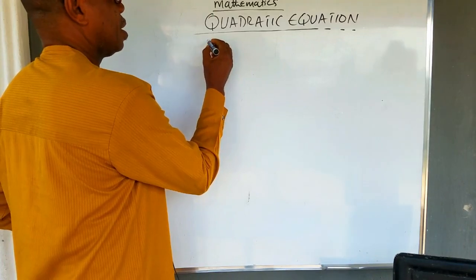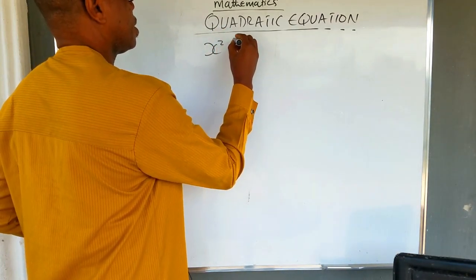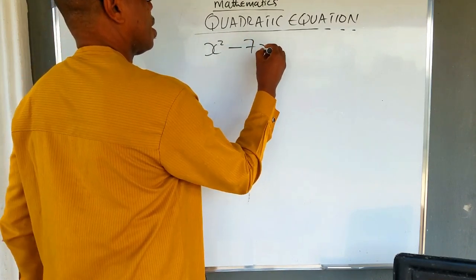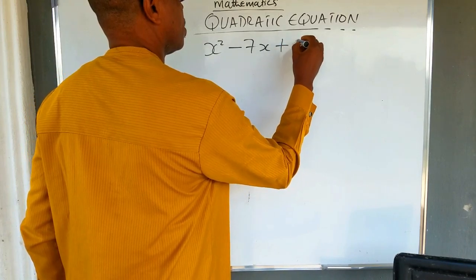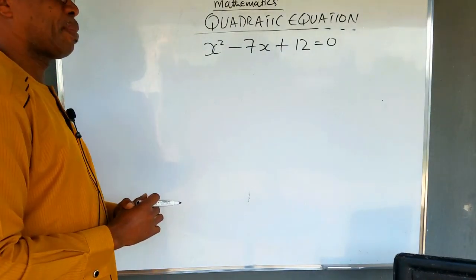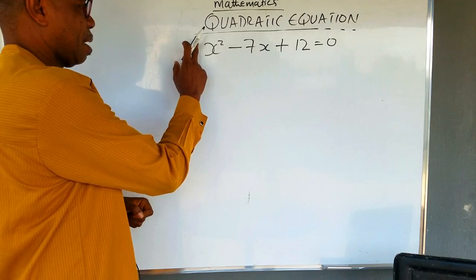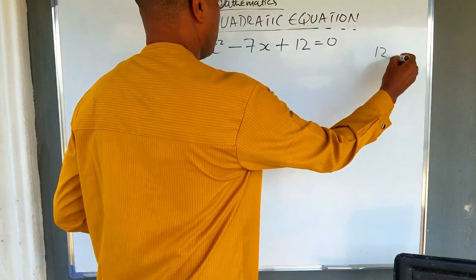Let me try another question. x squared minus 7x plus 12 equal to 0. Now remember, the process is still the same. Just say, I'm assuming that that's 1 here, so I say 1 times 12, that will give me 12.